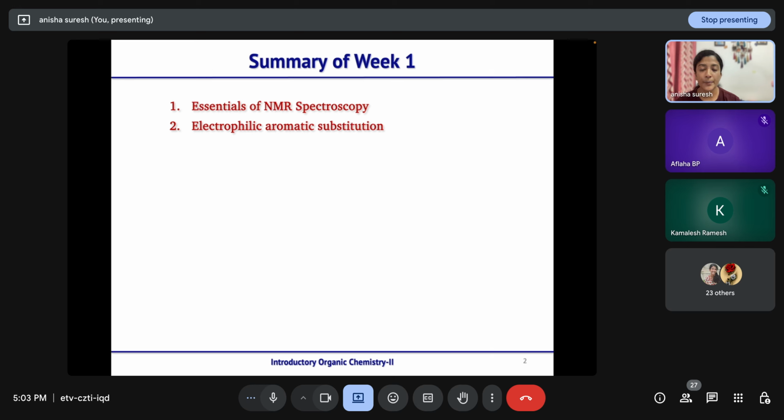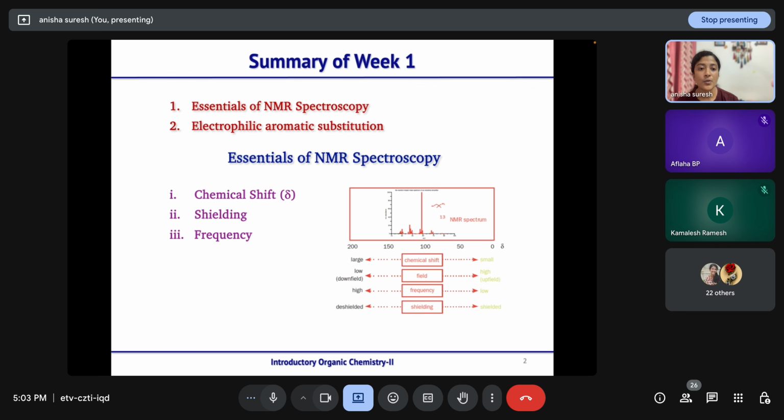In week 1, basically 6 lectures were there, and out of that, 3 were regarding the essentials of NMR spectroscopy, and the remaining 3 were regarding electrophilic aromatic substitution reaction. So coming to essentials of NMR spectroscopy, we have learned regarding the chemical shift, shielding, frequency, etc. As you can see in this diagram, this is a 13C NMR spectrum of this compound. This chemical shift is represented by the symbol delta.